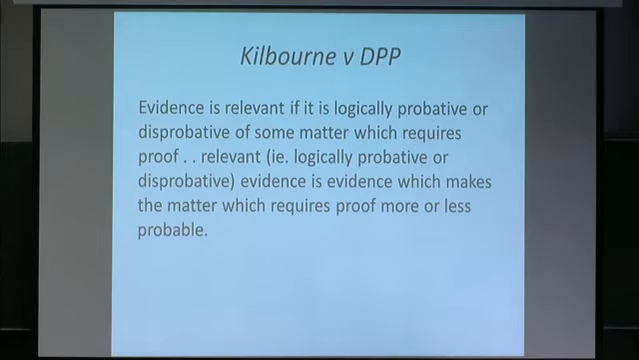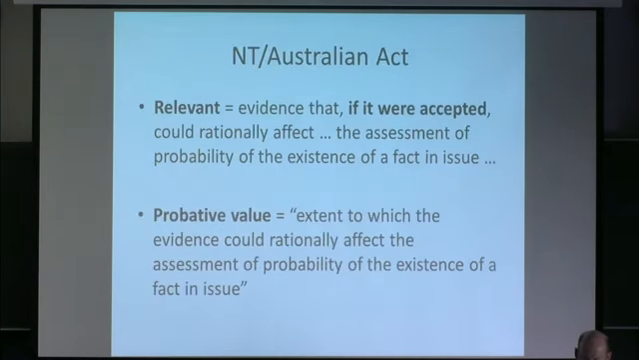They're just one question. The Australian Evidence Act is a bit different, and one might characterize this as a self-inflicted problem, but it actually creates some interesting issues for us to think about. In the Australian Evidence Act, and in the Northern Territory version of it, relevant is defined as evidence that, if it were accepted, could rationally affect the assessment of the probability of the existence of the fact in issue.